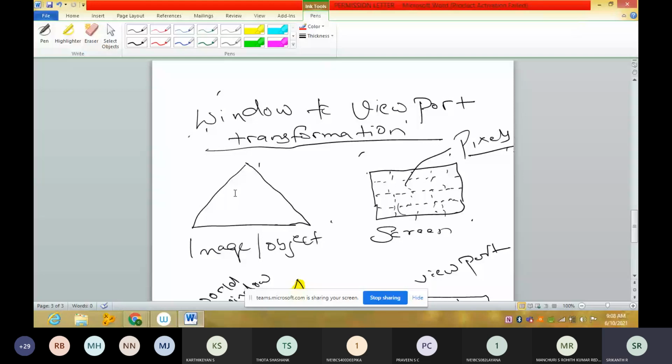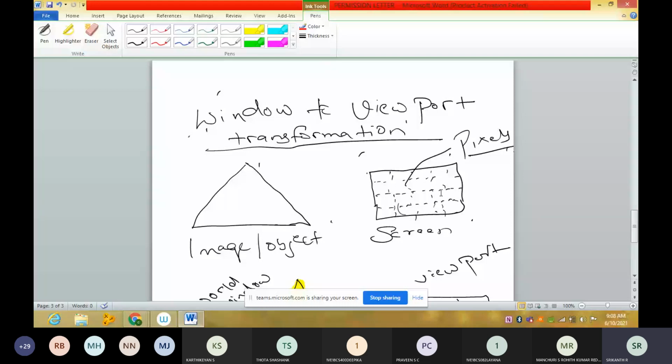As you people know, the screen consists of pixels. If I try to draw an image or an object on the screen, first I'm supposed to decide whether the image I have drawn is fitting into the screen or not. I should check whether the geometric object is fitting inside the screen, or if it is not fitting, what part of the geometric object is lying outside the screen. We should check that one.